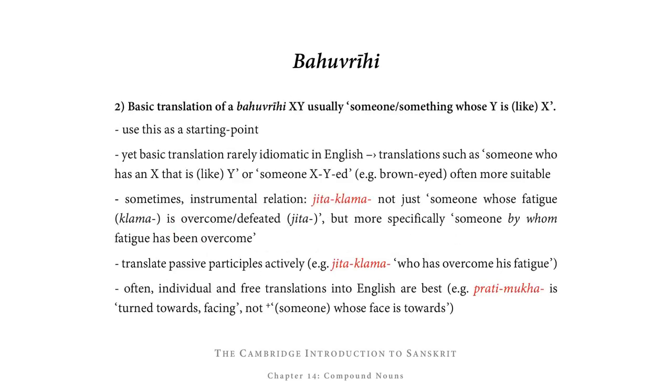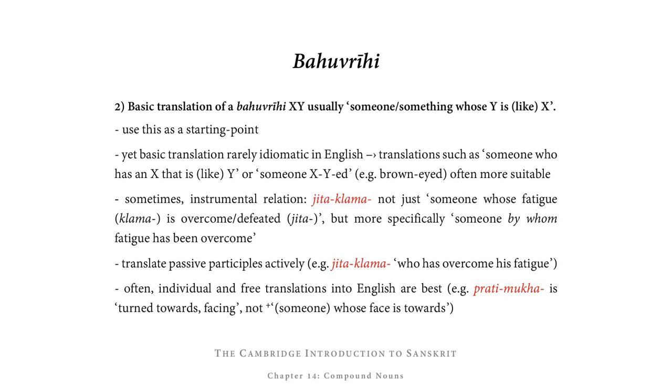Secondly, the basic translation of a bahuvrihi x, y usually is someone or something whose y is x or is like x. You should use this as a starting point for your translation, but this basic translation is rarely idiomatic in English, and so you may have to translate a little more freely, such as someone who has an x that is y or that is like y, or someone who is x-wide, such as brown-eyed.